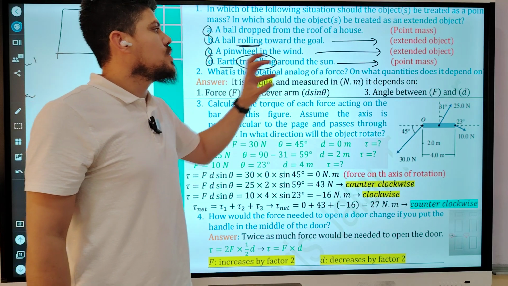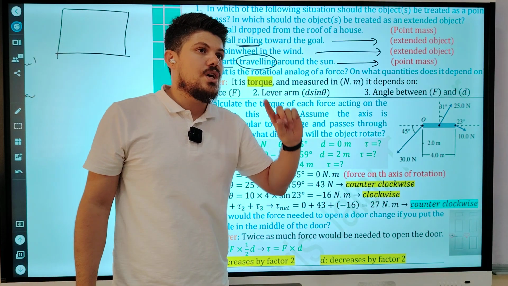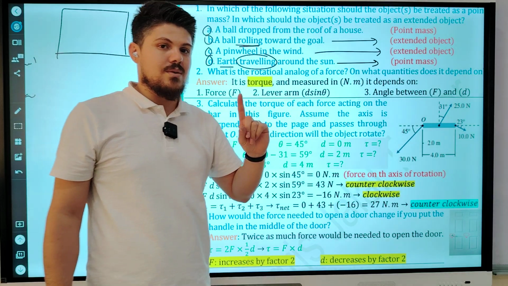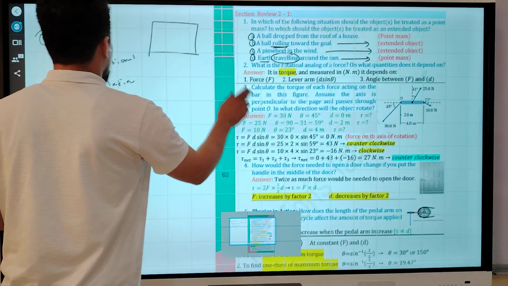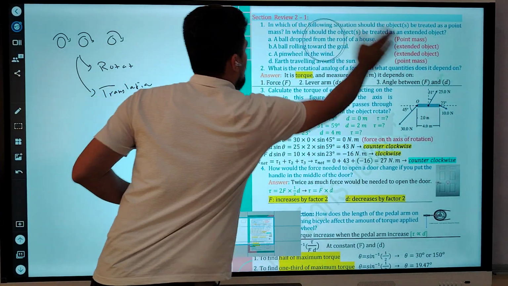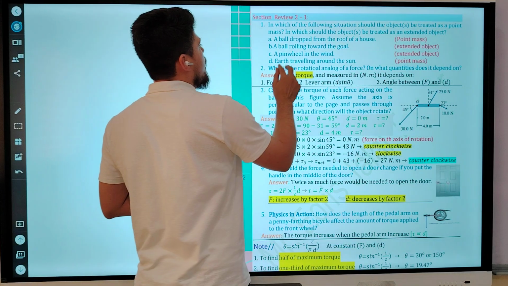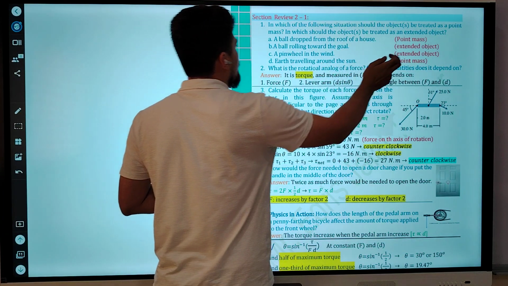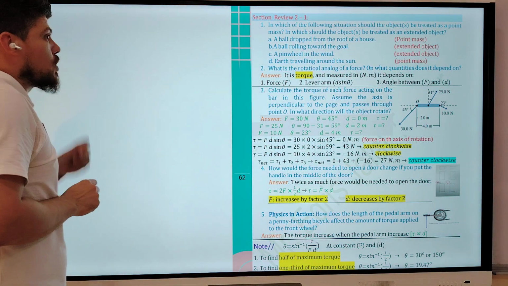When is earth treated as an extended object? When the question says earth rotating around itself. Why? Because it describes the rotational motion. So this is very important. Be careful, please. If you see in the Wizari exam, earth rotating around itself, you have to choose the extended object, not point mass.